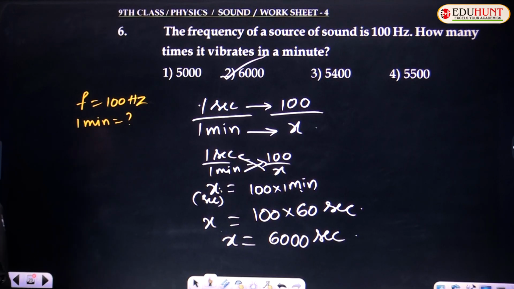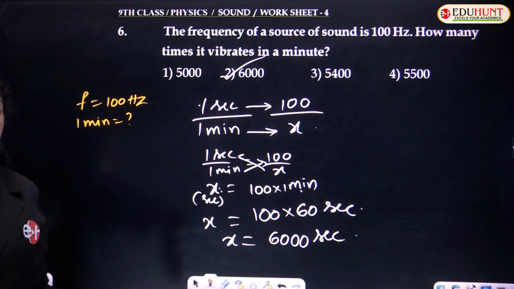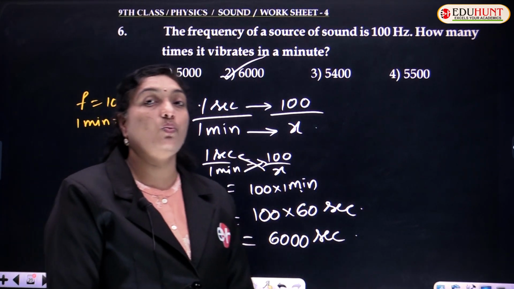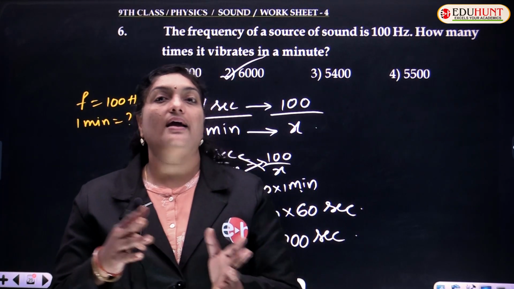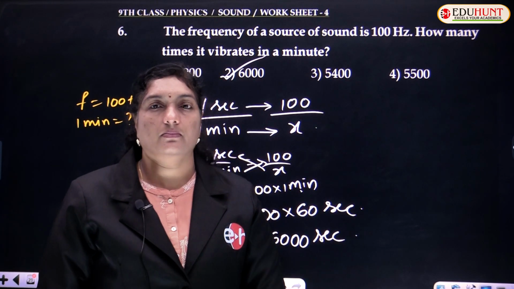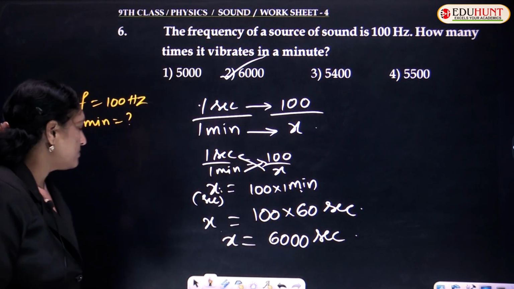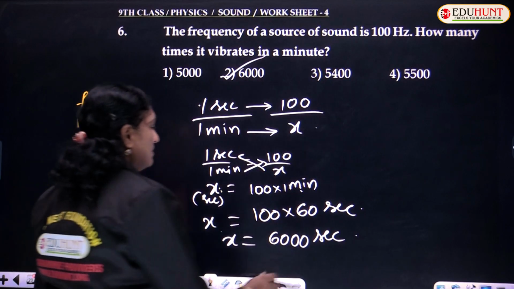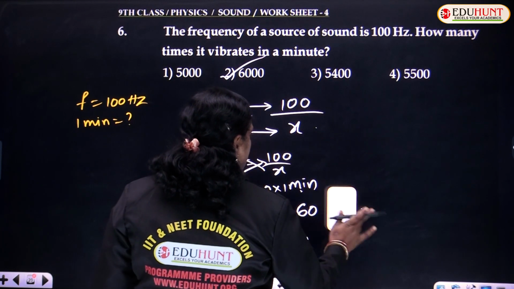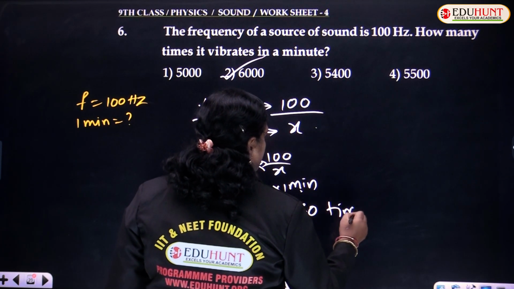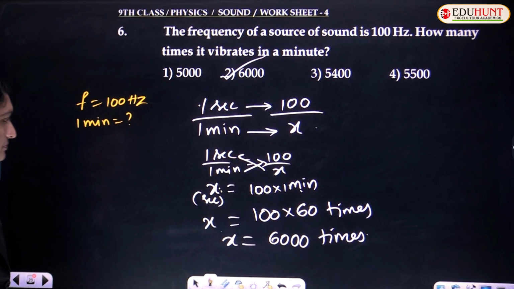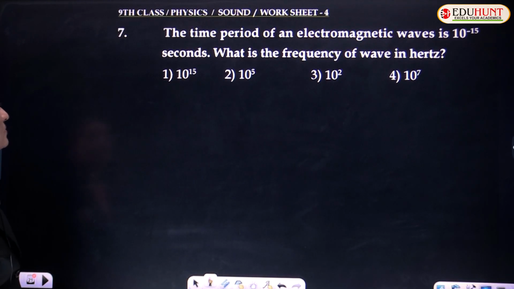So, what is the correct option? 6000. If in 1 second, 100 times it vibrates, then in 1 minute it is 100 times 60, okay, it will be 6000 times. It will vibrate for 6000 times. You should not say seconds, children. It should be vibrate for 6000 times. Let us move to the next question.